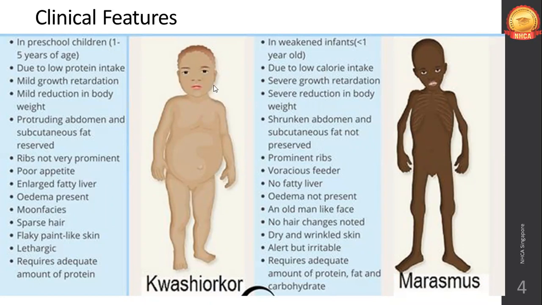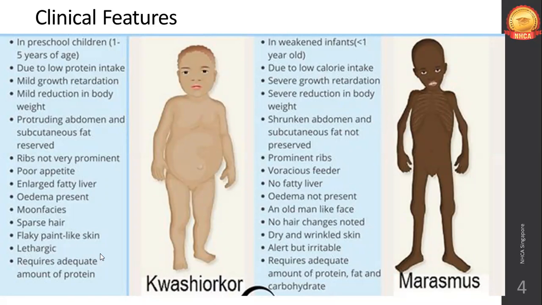Then edema is present that we can see here. You look at the legs and hands of the child, they are swollen. Moon face, a round face, usually because of edema. When you have body swelling, your face appears more rounded. So that's a moon face. Sparse hair, flaky paint-like skin. It's like flaky, the dry skin comes off. And the skin has a sheen, not shine. It has a sheen. Lethargic, no energy at all.